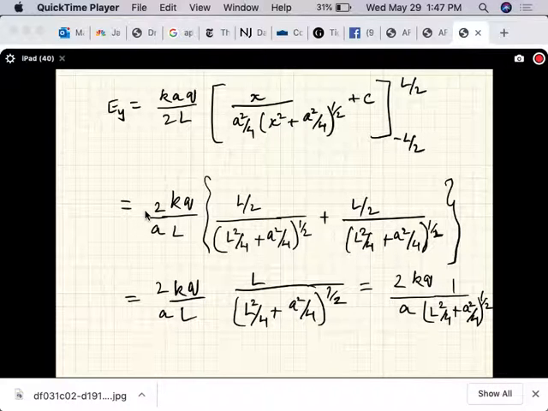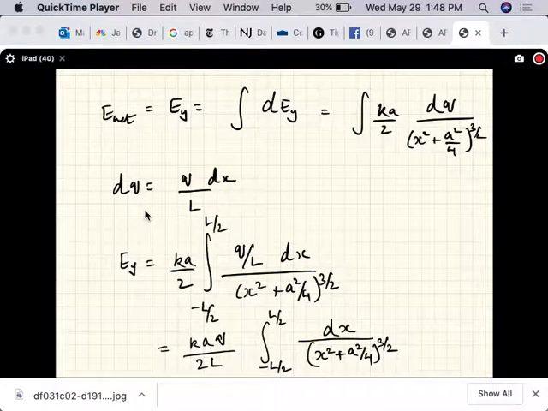Okay? And so we'll pull the 4 out, and so that gets to 4KQ divided by A, 1 over L squared plus A squared to the power half. That 4 is still bothering me. Okay, so here's how you look at it. Oh yeah, no, the 4 is fine.